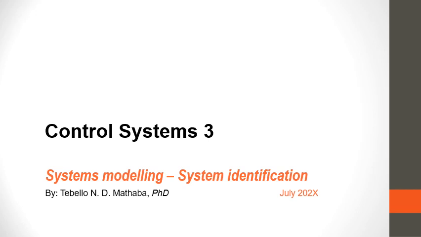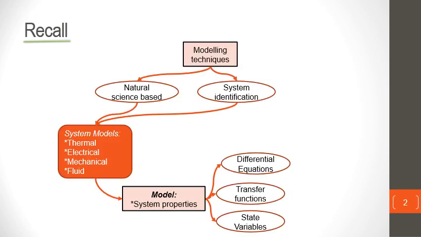So let's turn our attention now to the process of system identification as part of modeling of systems. You will recall that in the previous few lectures, we have been explaining that there are generally three types of models that you might get out of your process or plant. These are differential equation models, transfer function models, or state variable models.